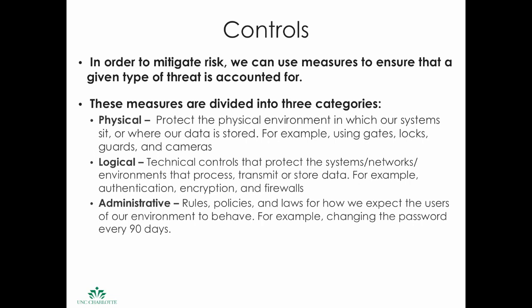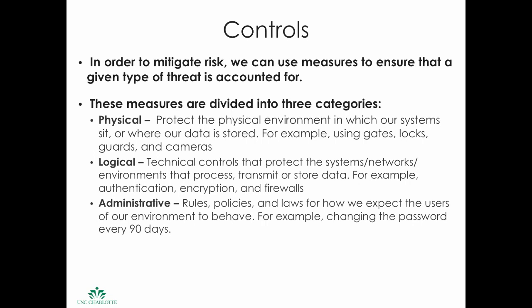So these measures or controls are divided into three categories. Physical controls, which protect the physical environment in which our systems sit or where our data is stored. For example, using gates, locks, guards, and cameras. The idea is that if an attacker is able to physically access our systems, he can steal or destroy the system and information.